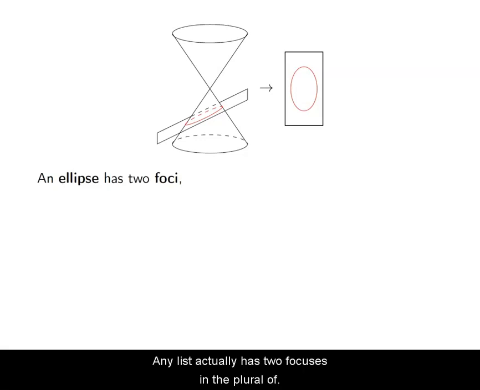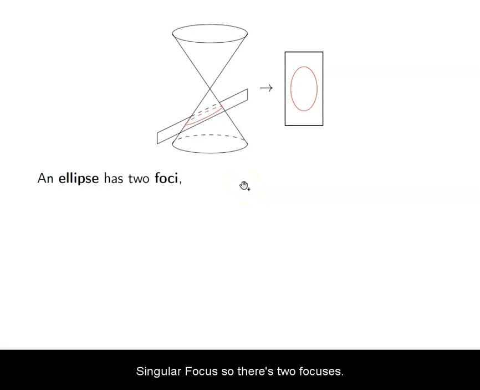An ellipse actually has two focuses, and the plural of more than one focus is foci, right? So there's two foci. Singular is focus, so there's two focuses. The correct way of saying that is foci, right? Which we call F1 and F2.